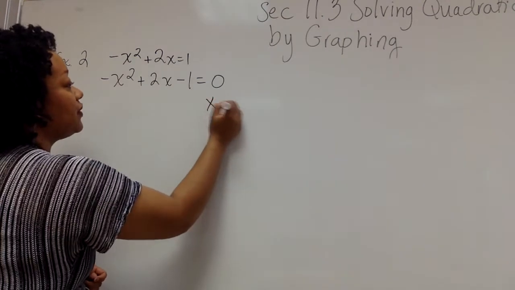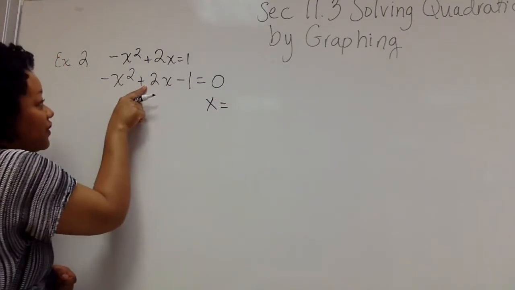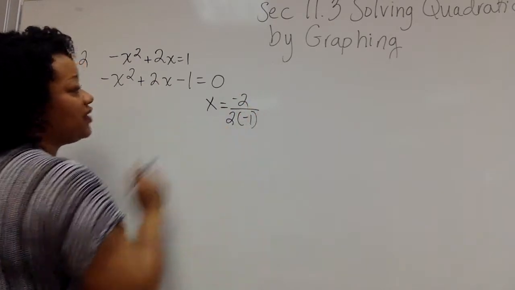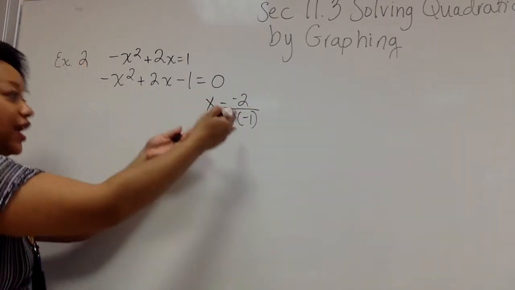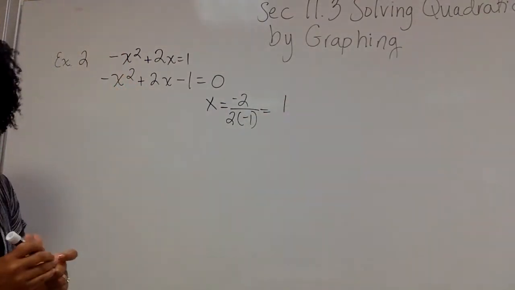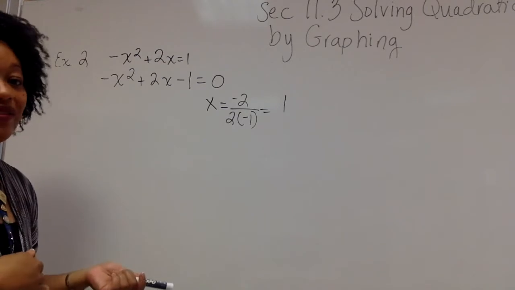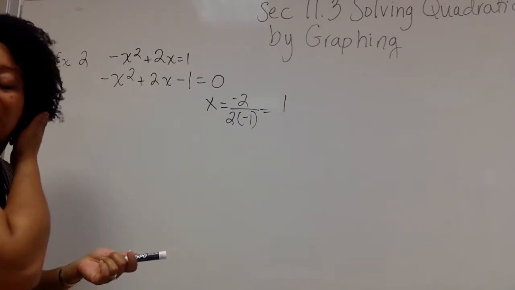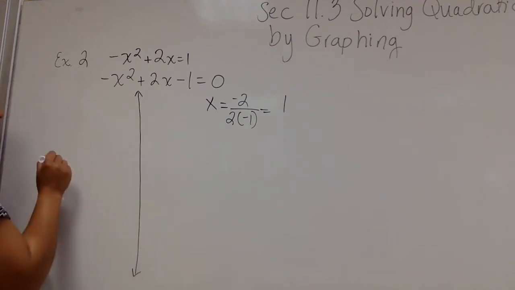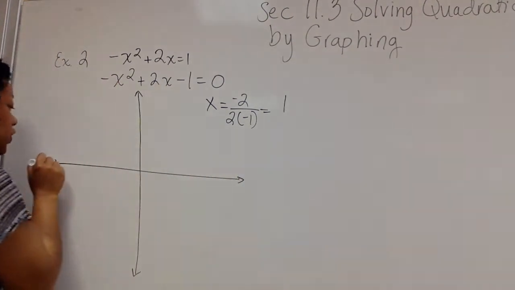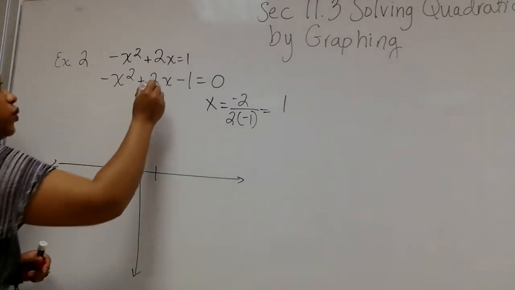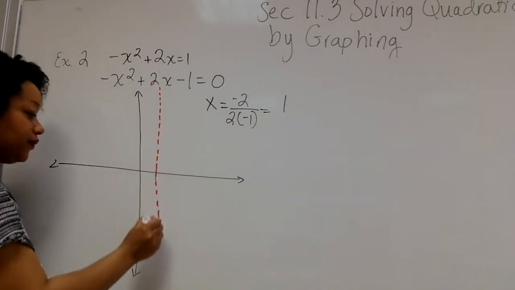To get my axis of symmetry, it's going to be the opposite of b, so that becomes negative 2 over 2 times negative 1. Well, negative 2 divided by negative 2, our axis of symmetry is 1. Now, that's just a coincidence. We got the same axis of symmetry on example 1. It's not a big deal. So take a minute, go ahead, and draw in your vertical axis of symmetry through x equals 1. Go ahead and do that real quick.